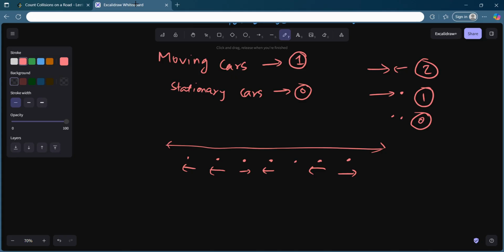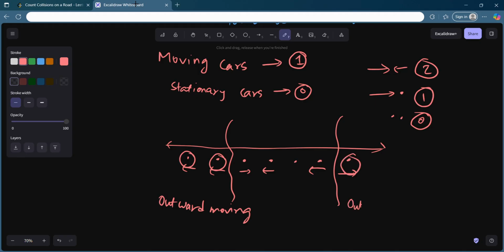some parts of the array, like if you consider the leftmost part, there are cars which are moving left, and no matter what car is there in front of that, they can never collide with each other. So you can call them outward moving cars. Similarly, if there is any car on the right which is moving right, this is also outward moving, and no car can actually collide with them. I hope you can at least understand this much, right?